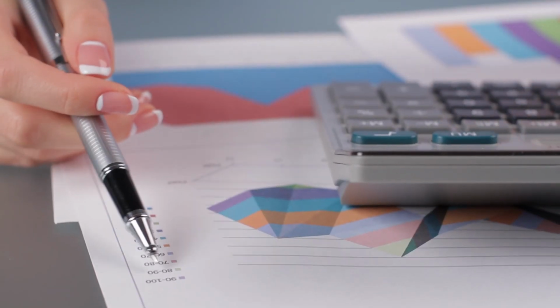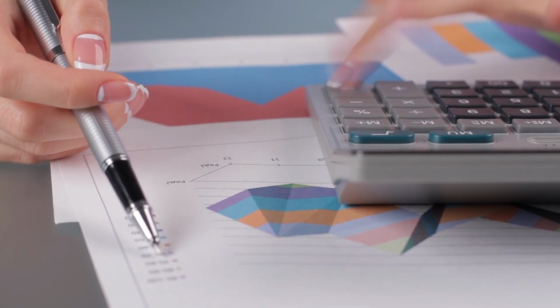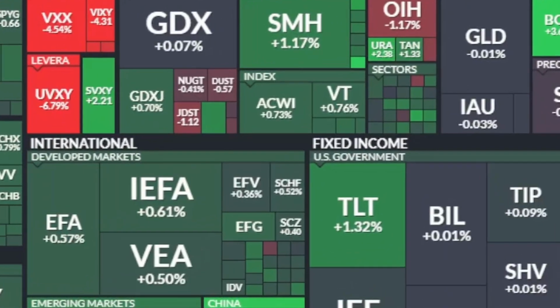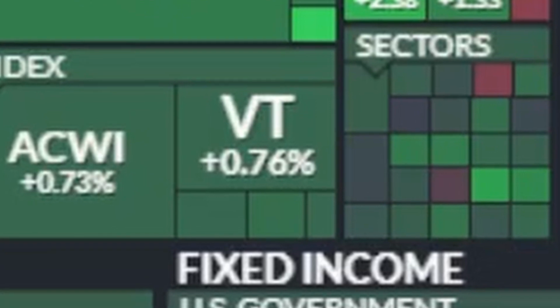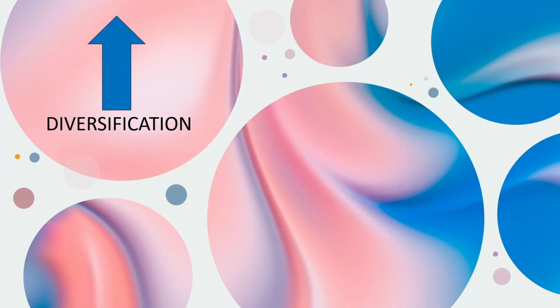Now that we have a better understanding of what an ETF is, let's talk about some of the benefits and some of the drawbacks. Diversification. Most ETFs are composed of between a few companies all the way up to a total world ETF. This diversification reduces the volatility of your portfolio.